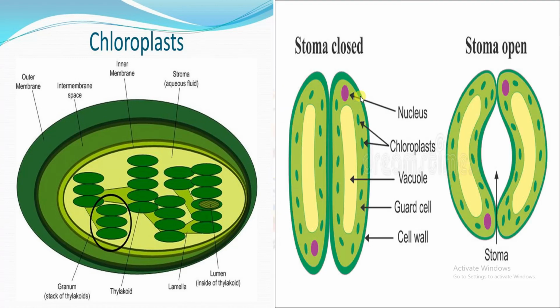Now coming to the structure of stomata, each stoma consists of two half-moon shaped cells or kidney shaped cells called as guard cells with a cell wall and a vacuole, and guard cells also contain structures called as chloroplast with a nucleus. Guard cells will regulate the opening and closing of stomata. This is the structure of a closed stomata and this is the structure of an open stomata.